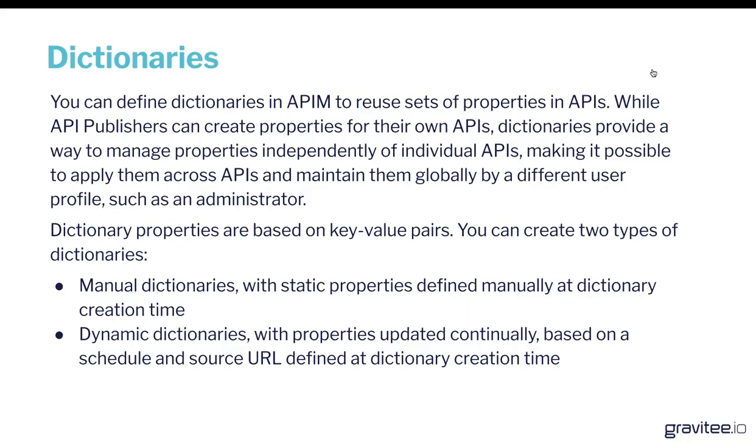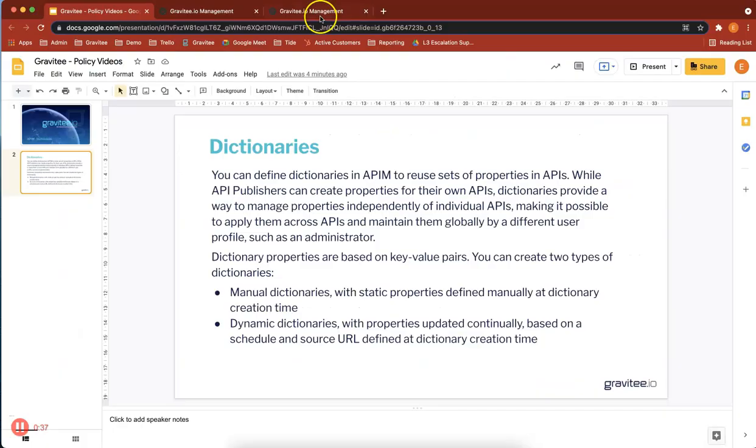Dictionaries allow you to create global properties which you can use right across your APIs, and these can be manual or dynamic. It's a great way of making sure you have global variables which are cached but essentially stored in MongoDB and brought out of there such that they can be used right across your API gateway. Okay, so let's crack on with the demo.